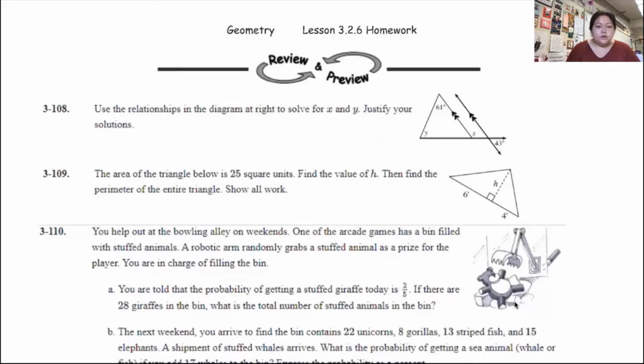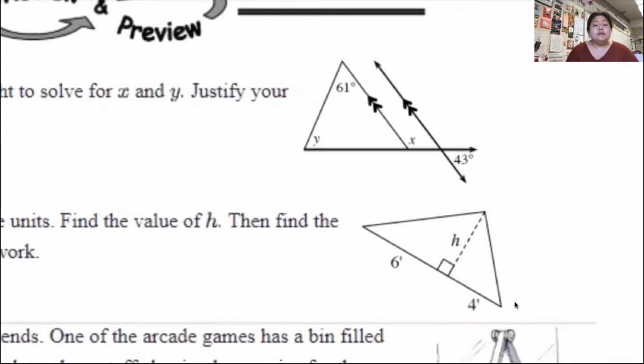So on the first problem here, it says use your relationship in the diagram at the right to solve for x and y. Justify your solutions. So again, in pictures like this, oftentimes you have to solve for things that are not being asked of you, and then you can solve for things that are being asked of you.